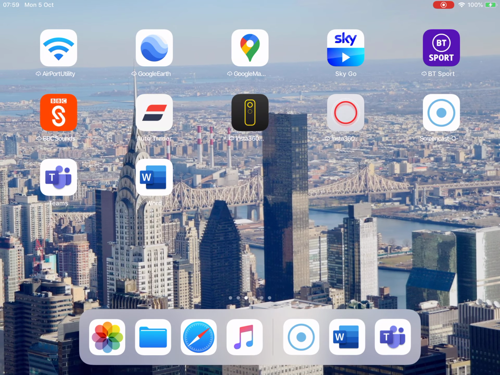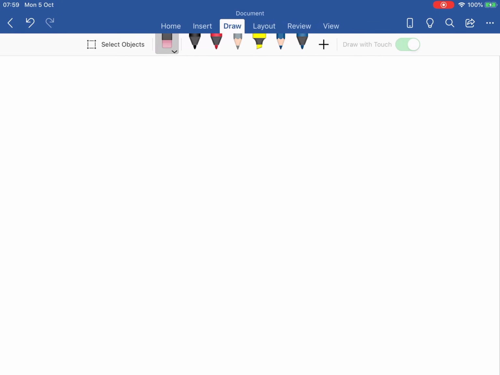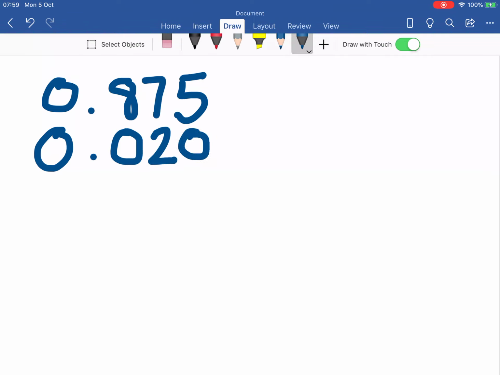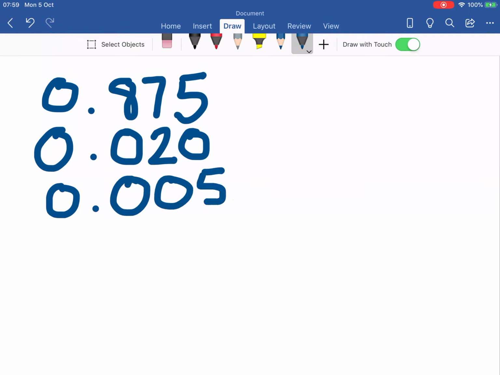All right, let's write this in now. So 0.875 plus 0.020 plus 0.005. Okay, so notice how I've laid it out a little bit differently.